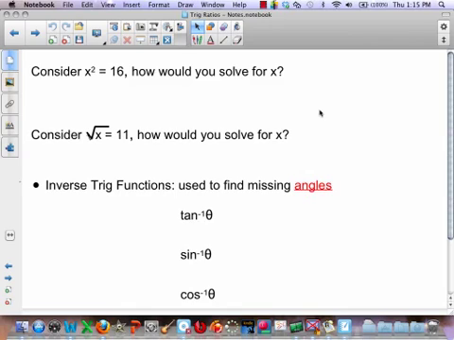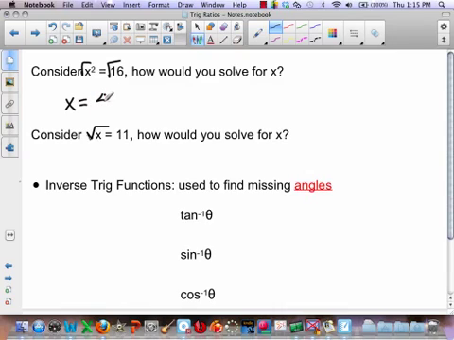Alright, so, guys, let me ask you this. If we have x squared equals 16, how do you solve for x? Take the square root, right? Alright, so we take the square root of x squared, and what I do to one side, I do to the other, correct? And therefore we get x is equal to 4. Pretty simple, right? Alright, go down to the next line.